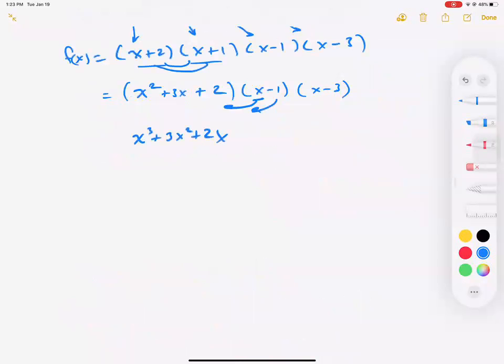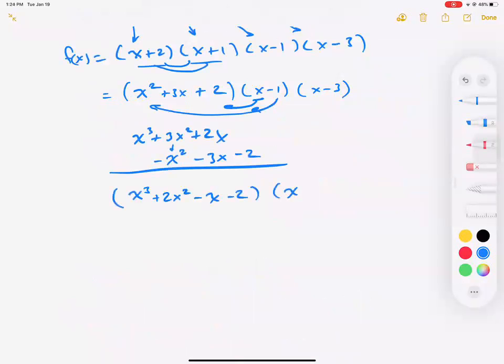All right? Then I'm going to multiply everyone by -1. And when I multiply everyone by -1, take a look here. That is negative x squared, which I have a like term to already. So please line those up. Minus 3x lined up. Minus 2 all lined up. Here we go. Rewriting this as x cubed plus 2x squared minus x minus 2. And we're going to multiply this guy by x minus 3.